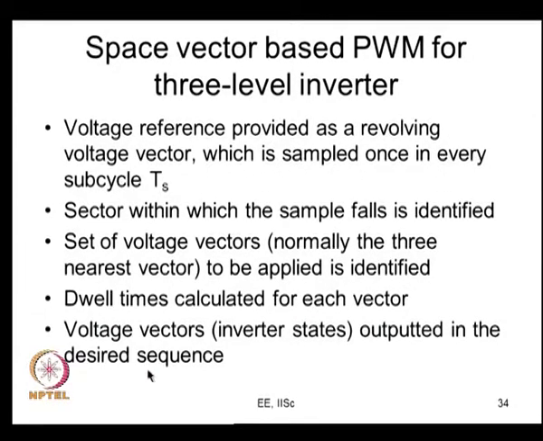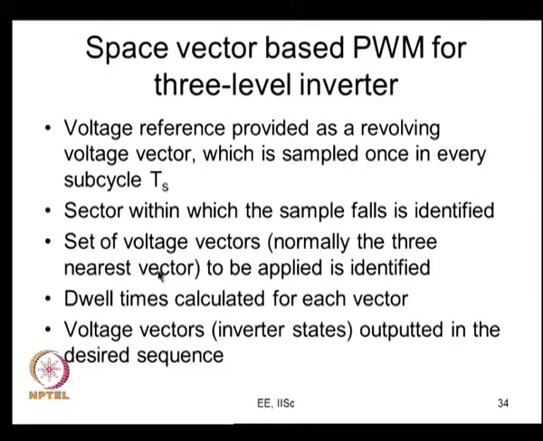This is similar to what you do in a 2 level inverter, space vector based PWM for a 2 level inverter. Then you identify the sector within which the sample falls, again the same as in a 2 level inverter. Now the only difference is that the set of voltage vectors to be applied must be identified. In the 2 level inverter, normally it is the two active vectors, one on the clockwise side of the reference vector, the other on the anti-clockwise side. So 2 active vectors and a 0 vector.